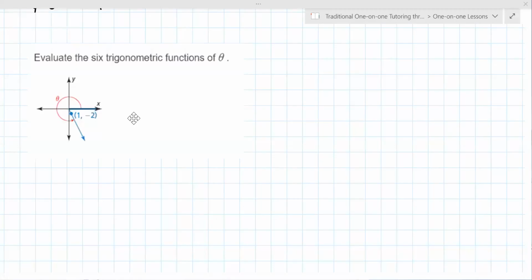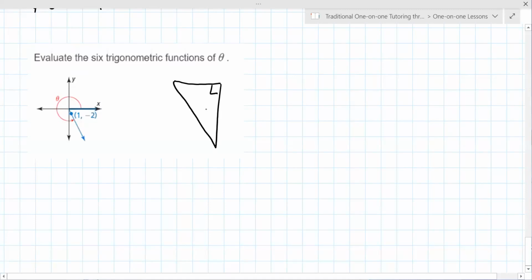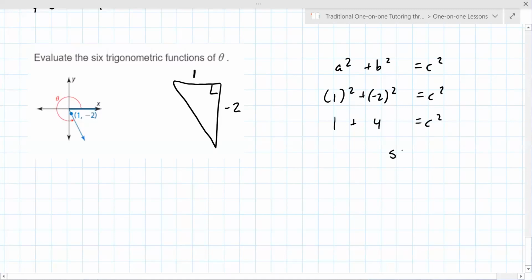Okay. All right, so again, we're in that 4th quadrant, so the triangle looks like this. The x value is 1, the y value is -2. A squared plus b squared equals c squared. We have 1 squared plus -2 squared equals c squared. 1 plus 4 equals c squared. And then you take the square root of both sides. C is the square root of 5. So this is our hypotenuse. It's always positive. And then theta is here.